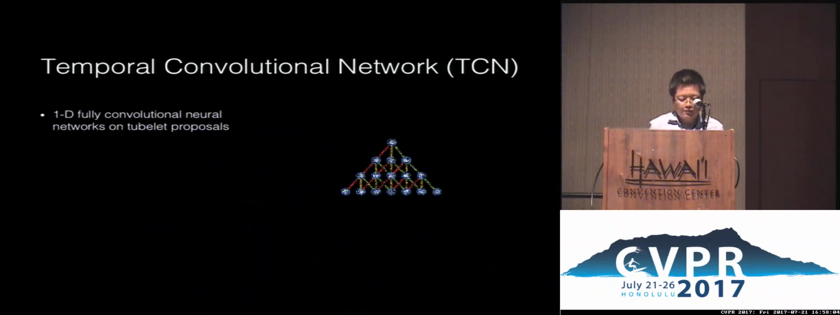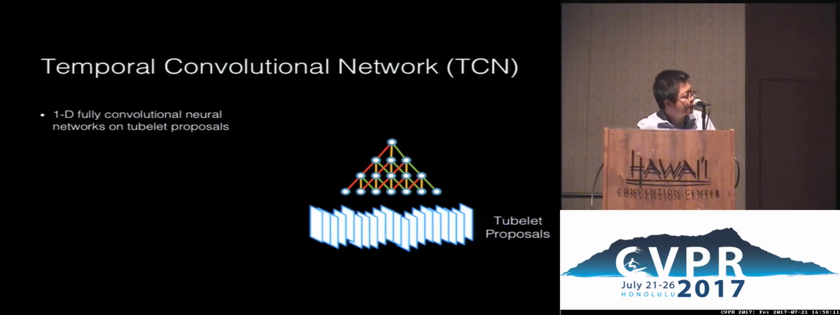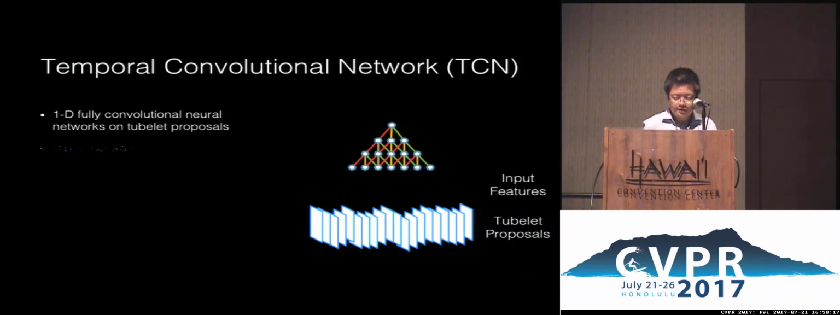And we also try to use the temporal convolution. You previously observed that this detection score changed dramatically. So we want to make use of the temporal context information and do some smoothing. So we use a 1D fully convolutional network to do this. This is the region proposal generated from the tubelets, and then we extract some features as the input of this 1D CNN.